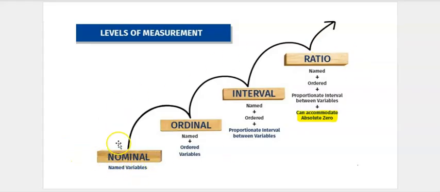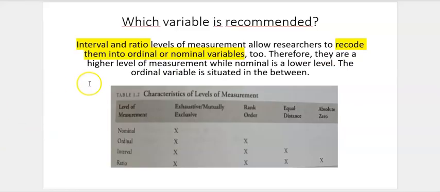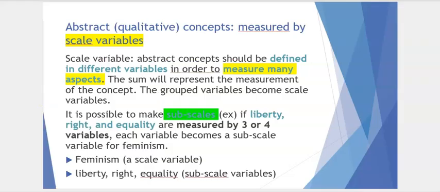So this diagram shows that if you have the interval ratio variables, you can go back to this type of variable, but these variables can never be the higher level. So this is exactly what I was explaining. You can see that you can recode to the ordinal variable and the nominal variable from the interval ratio. So that's why we recommend researchers to have the interval and the ratio, because when they need, they can recode.